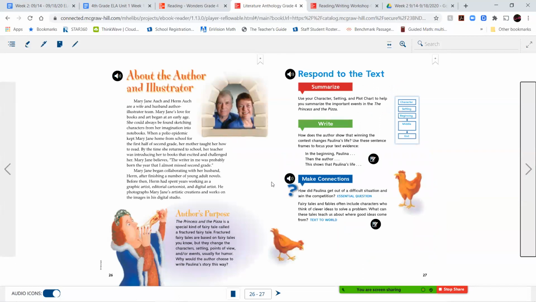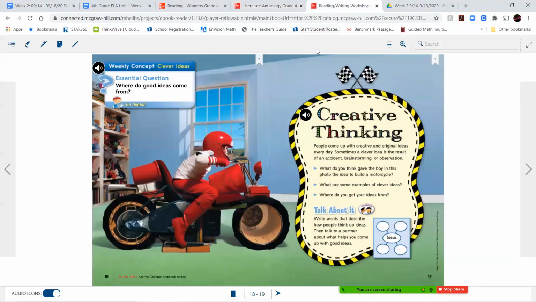Okay, so we've reached the end of our first story. We're going to go ahead and jump into our second story. And these are stories you're going to be reading throughout the week. So make sure you are reading them and listening carefully as you go through them.